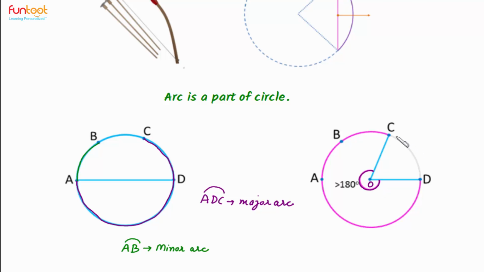Similarly, we have the minor arc CD here. An angle subtended by this arc, that means the minor arc at the center is this angle, and it is less than 180 degrees.